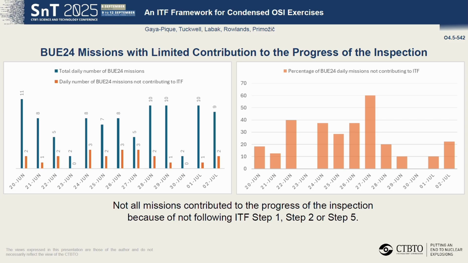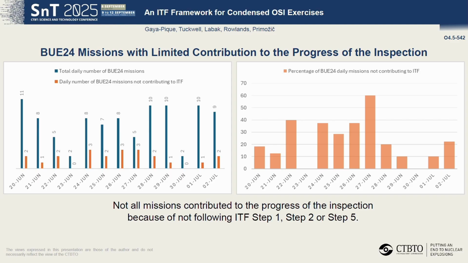Let's take a look to the left. We made an analysis of the missions that the team conducted during Build-Up 24, and we determined which missions did not contribute to the progress of the inspection. Either because step 1 of the functionality was not followed, meaning that maybe there was no time for the team to disseminate information. Maybe because step 2 was not properly followed, meaning that when the inspectors proposed missions, they were maybe lacking details. Or maybe because of step 5, meaning that the team lacked time to prepare for the field deployments or to prepare technical mission reports.